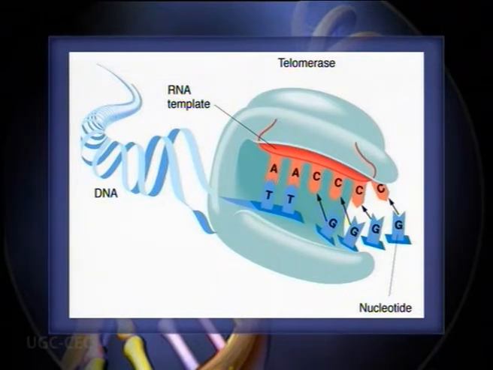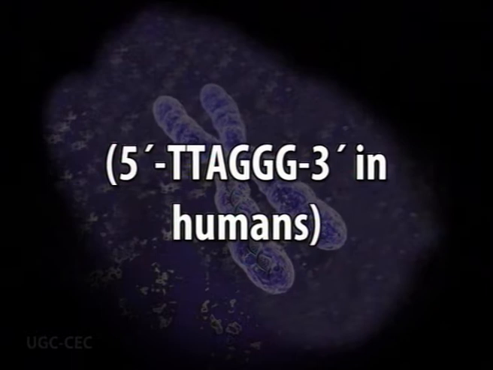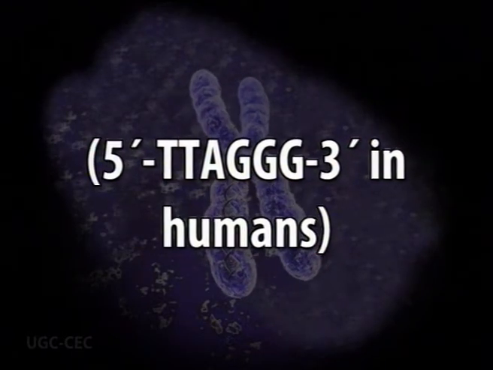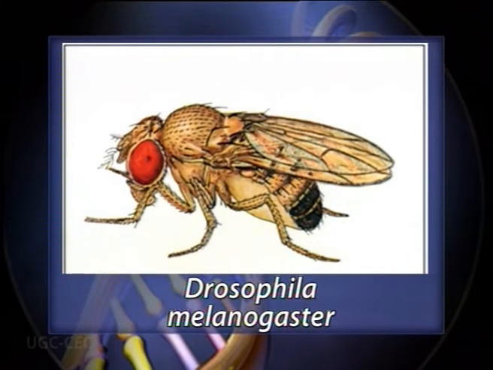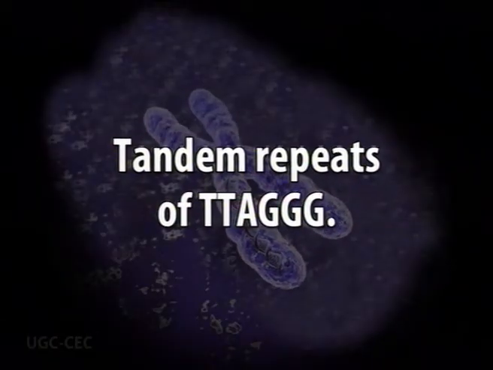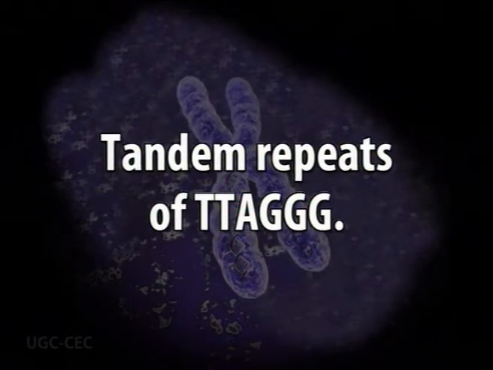to add on simple repeats to the 3' ends of chromosomes, elongating them. A telomere consists of up to hundreds of copies of a repeated sequence of 5' TTAGGG 3' in humans, which is synthesized by the enzyme telomerase. The telomeres of Drosophila melanogaster are unusual in that mobile repetitive sequences are found at the ends of the chromosomes rather than tandem repeats of TTAGGG.